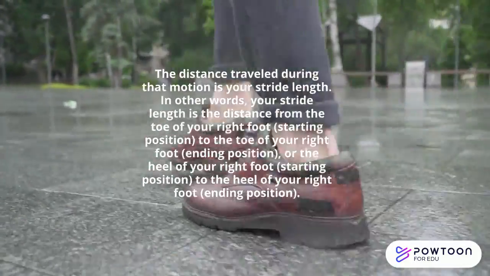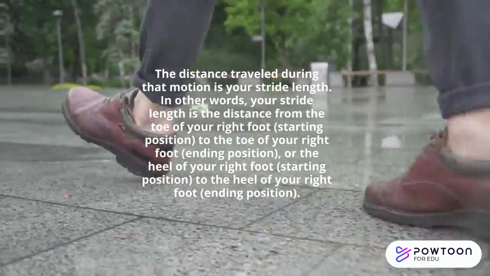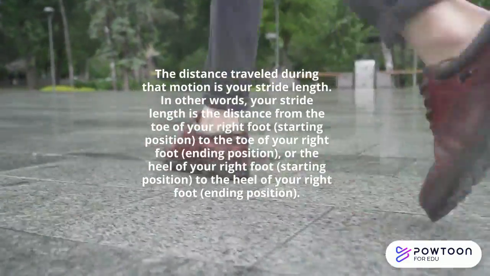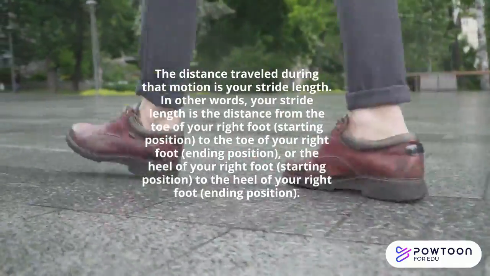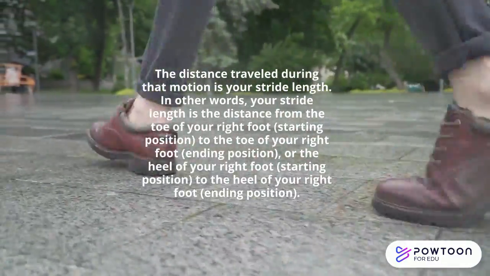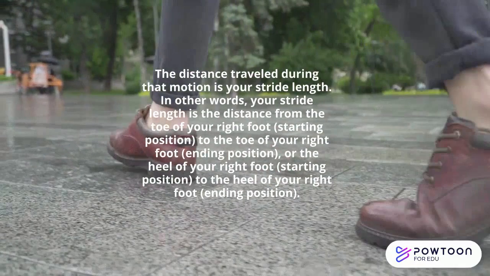In other words, your stride length is the distance from the toe of your right foot where you started to the toe of your right foot where you ended, or the heel of your right foot where you started to the heel of your right foot where you ended.